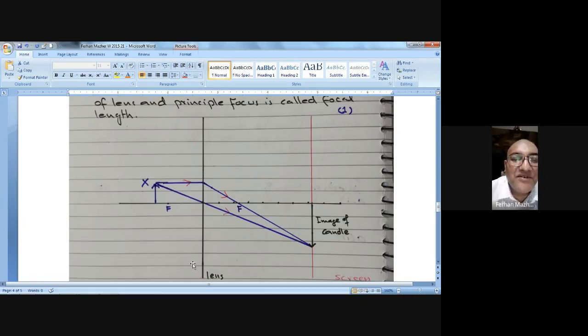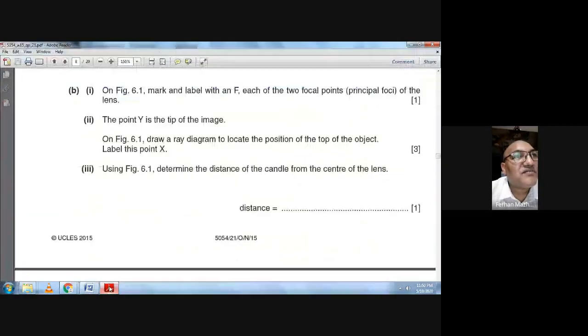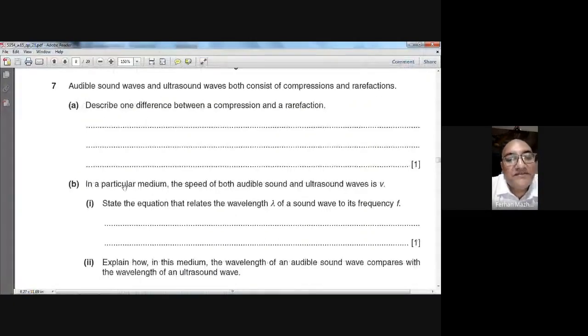I hope everybody understands this now. Let's move to the next question. The next question on your screen is question 7. Audible sound waves and ultrasound waves both consist of compressions and rarefactions. Describe one difference between a compression and a rarefaction.